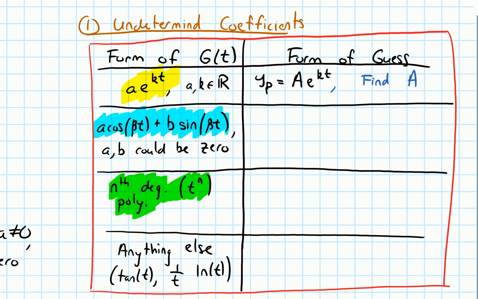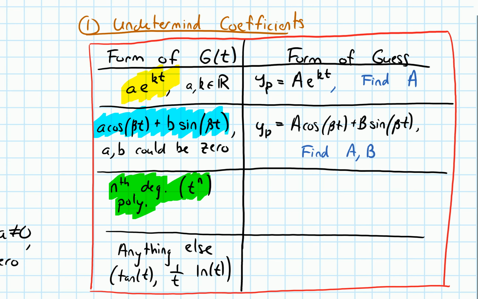All right, so when we're in this trig function category with cosines and sines, then what we're going to guess for y sub p is a combination of cosine and sine. So A times cosine of beta t plus B times sine of beta t. And now there are two coefficients that we don't know. So we'd be trying to find A and B.